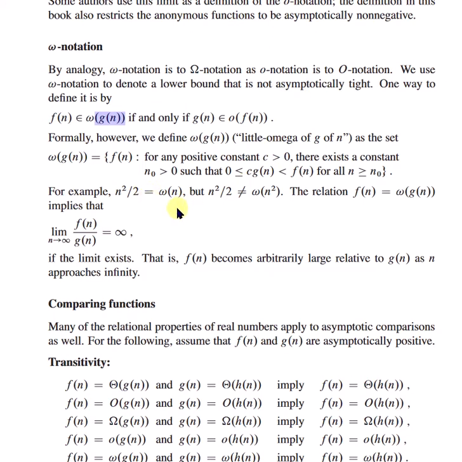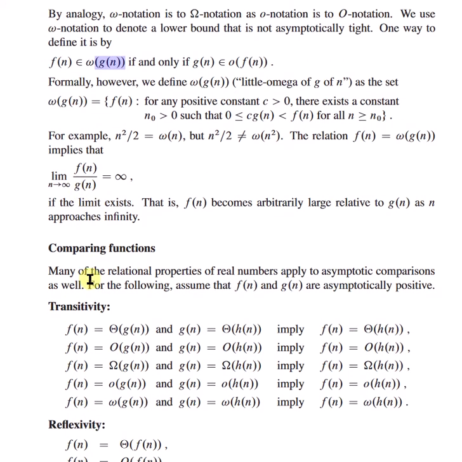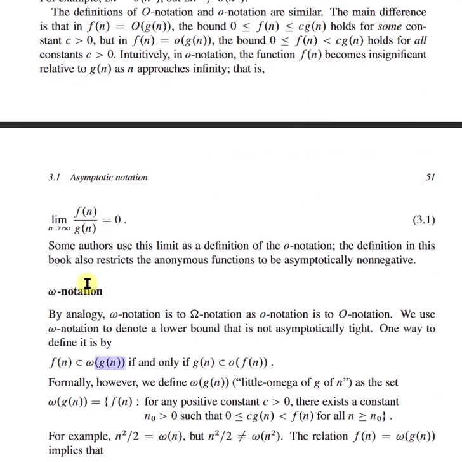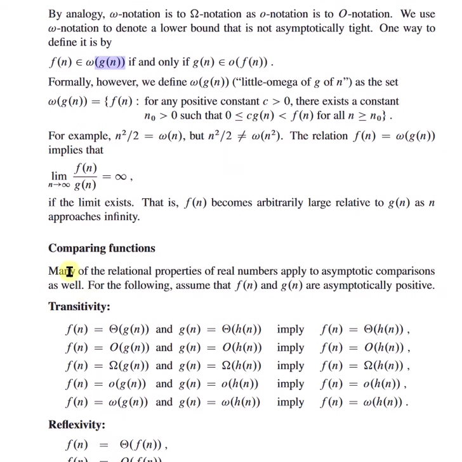to little omega of n, but n square by 2 is not equal to little omega of n square. The relation f of n equal to little omega of g of n implies that, if the limit exists, that is, f of n becomes arbitrarily large relative to g of n as n approaches infinity.